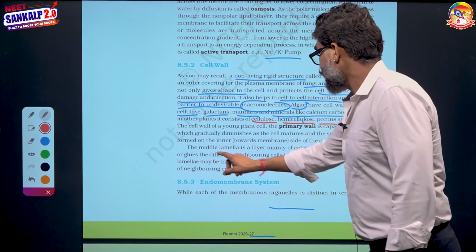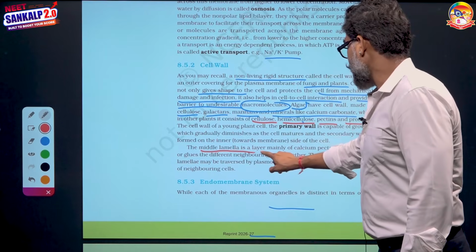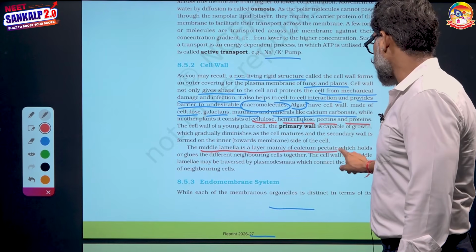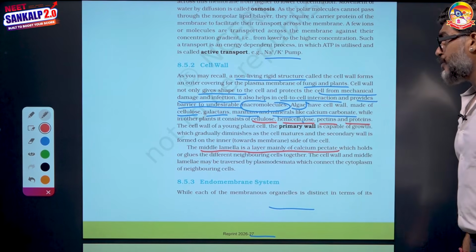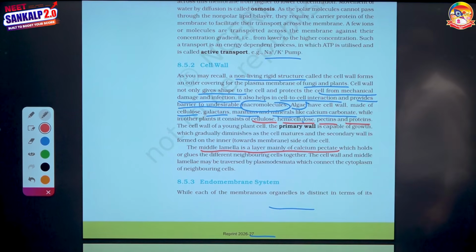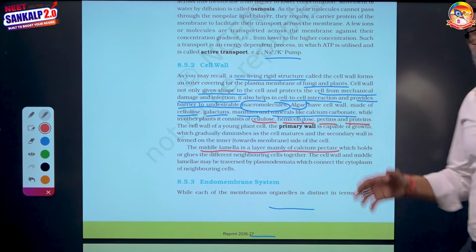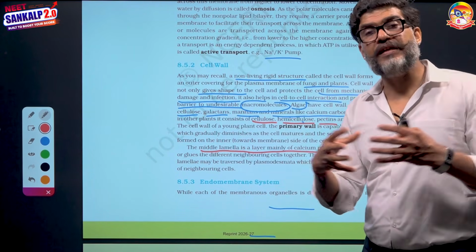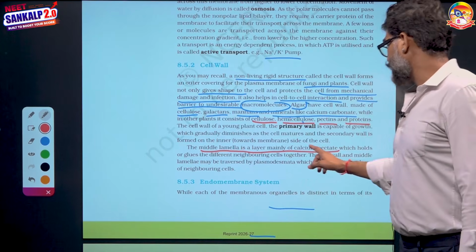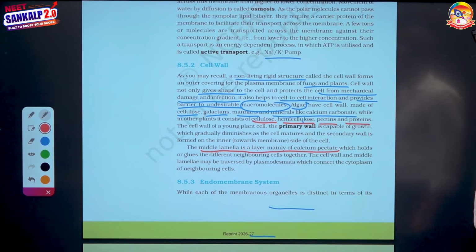Middle lamella is a layer mainly made up of calcium pectate which holds or glues the different neighboring cells together. Middle lamella is acting as a cementing material and mainly it consists of calcium pectate.